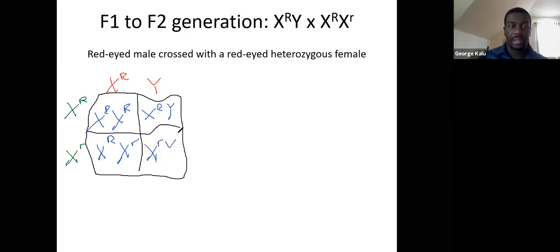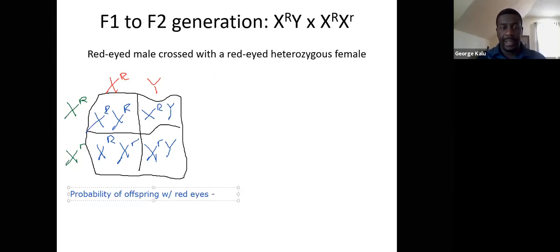Good. Okay. So now if we were to analyze our Punnett square here, what is the probability of offspring with red eyes? If we're looking at offspring as a whole with red eyes, what's the probability?